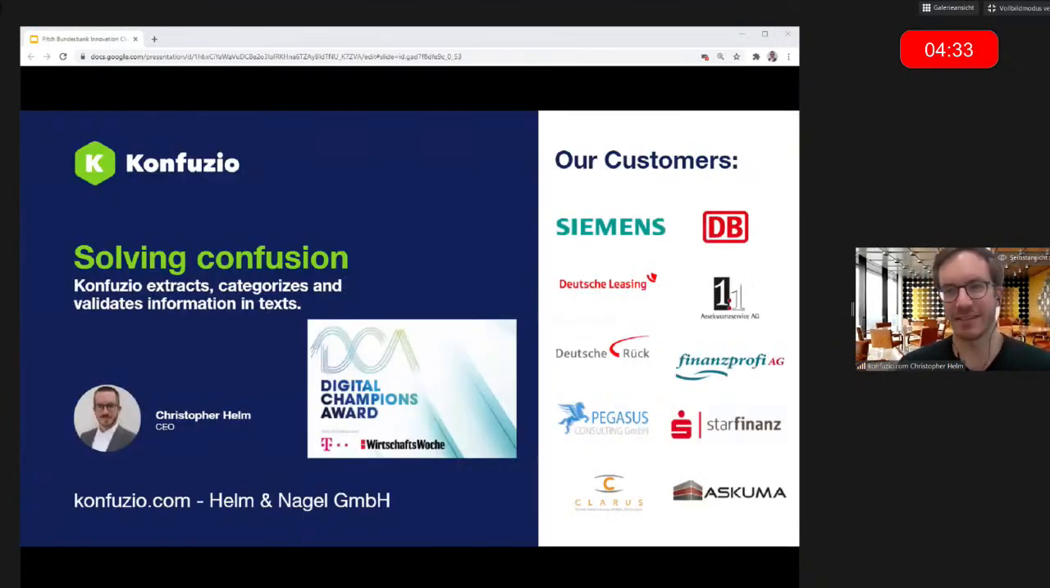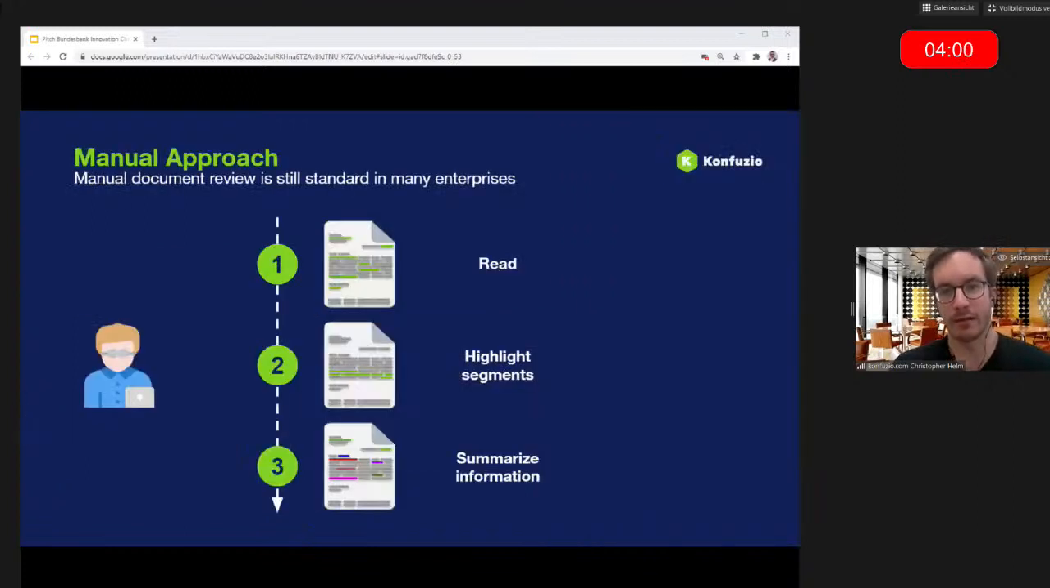My name is Chris, and I'm the CEO of a company called Helmut Nagel GmbH. Our software Confucio is used by major clients to process text data, among them Siemens, Deutsche Bahn, and Sparkassen. We are a tool provider and you're the expert, so we help your experts to consume more data faster. We have recently been awarded by Deutsche Telekom and Wirtschaftswoche as the German pioneer in cognitive information extraction.